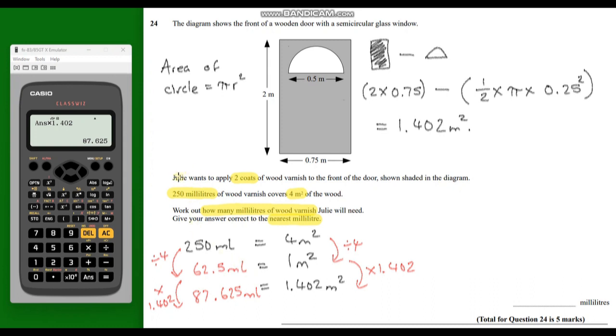but that's not our final answer, because it says that Julie wants to apply 2 coats of wood varnish. So we just need to multiply this by 2. So we're going to do 87.625 times by 2. And we get 175.25 millilitres. So that is the total amount of wood varnish we need. Now it says give your answer correct to the nearest millilitre. So it's going to be 175 millilitres.